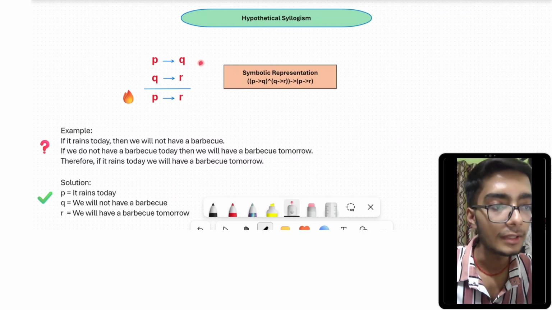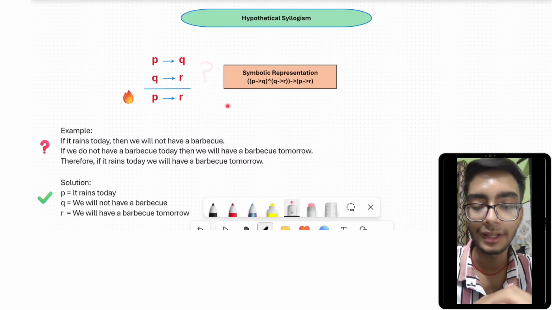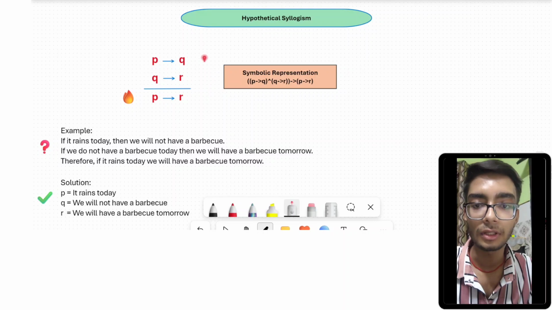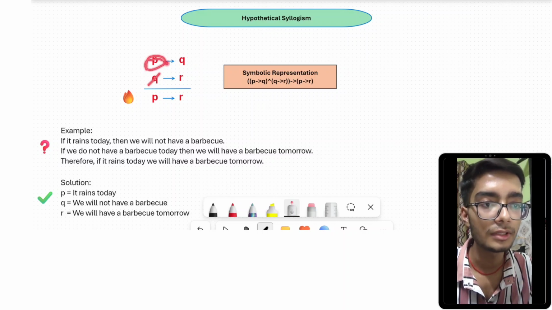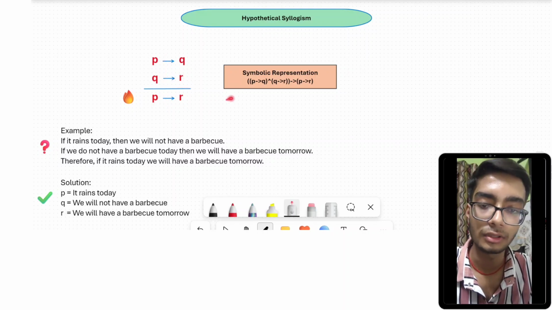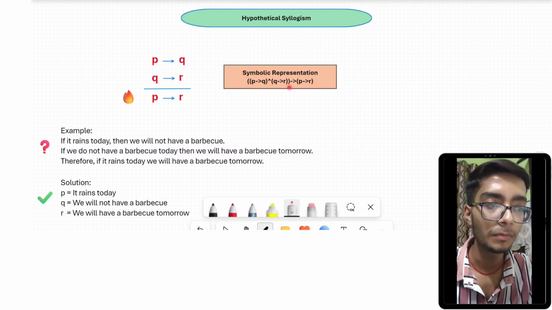During my school days I learned this in a very awkward manner, I know that, but we need to learn something to memorize it. How I learned it: if I cut Q from this side and from this side also, then what do I get? I get P, and R is left with me. So P R, easy. Now the symbolic representation: P implies Q and Q implies R gives me P implies R.